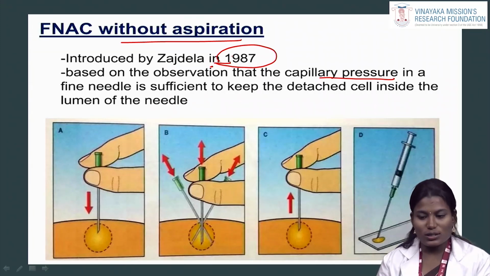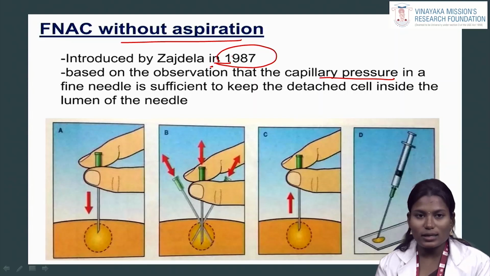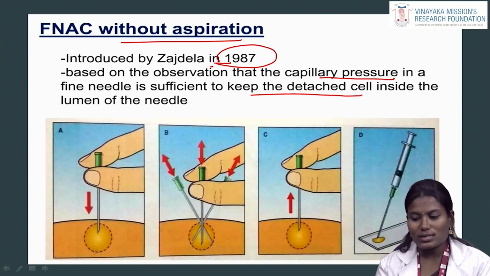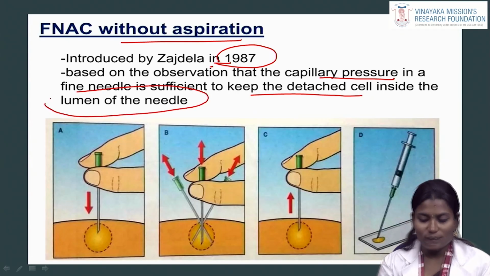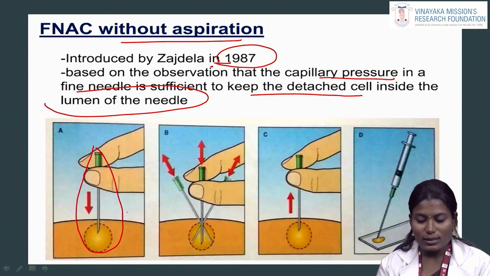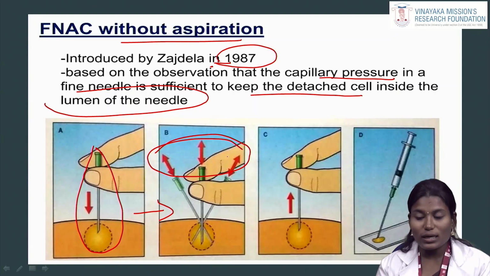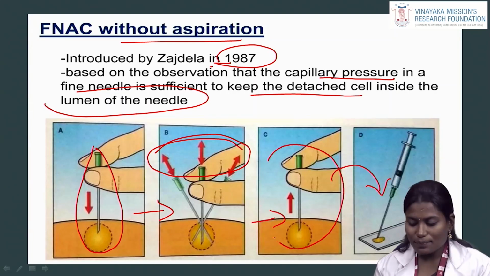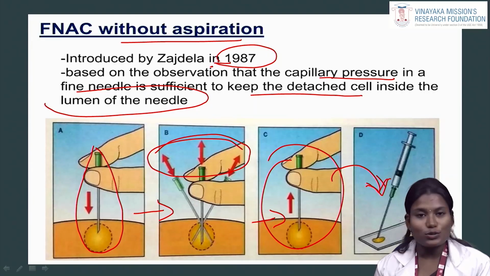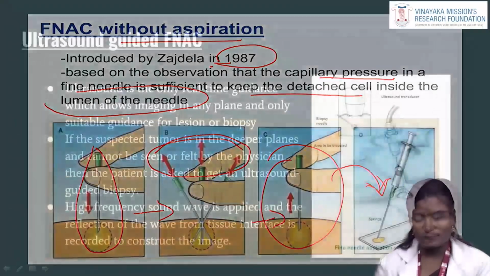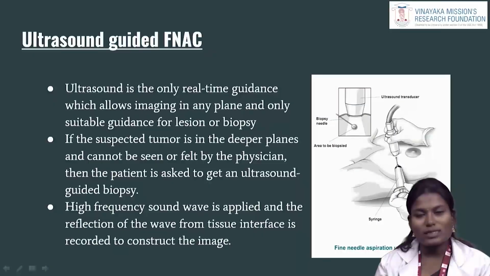It was based on the observation that capillary pressure inside the fine needle is sufficient to keep detached cells inside the lumen of the needle. Here, first we introduce the needle into the lesion area, and we don't apply negative pressure, we just use capillary action. We collect the samples, place them onto a clean slide, and apply gentle pressure to create the smears. We just saw the two methods, FNAC without aspiration and FNAC with aspiration.